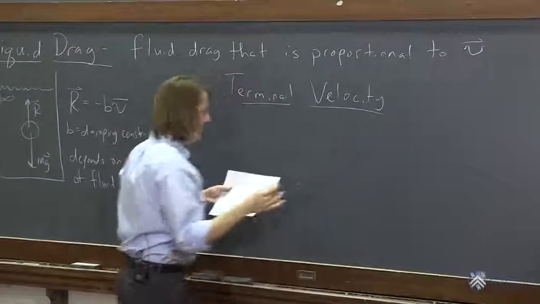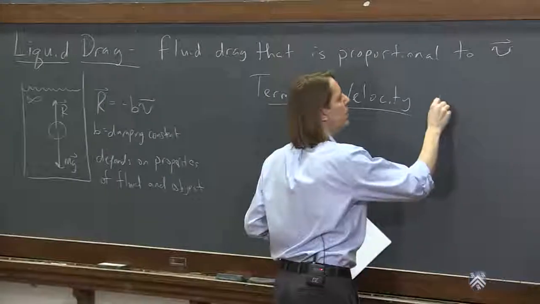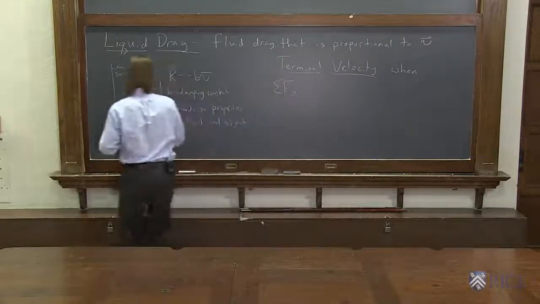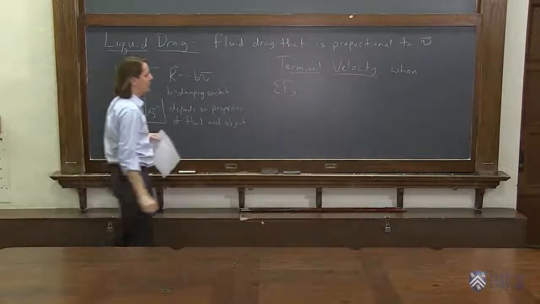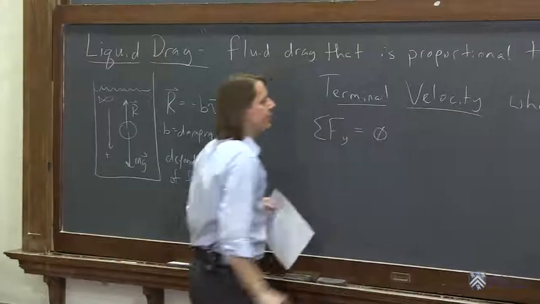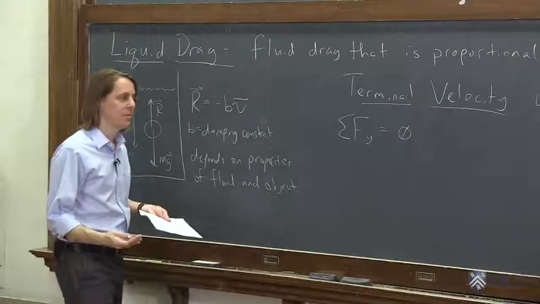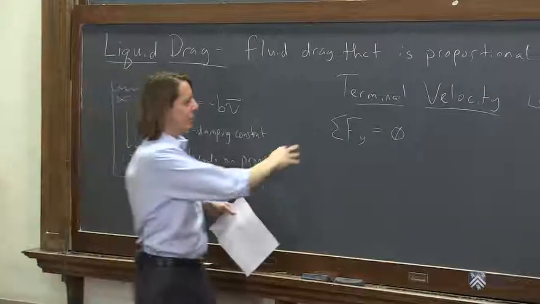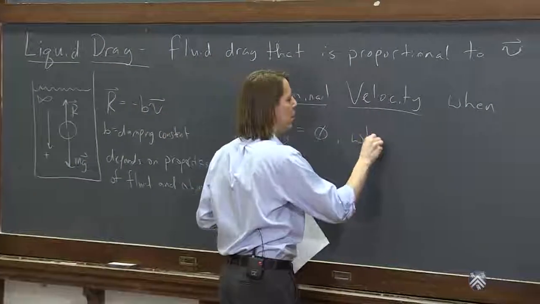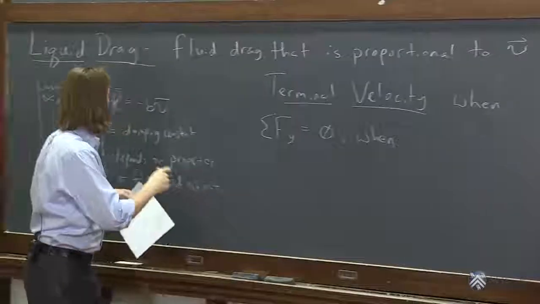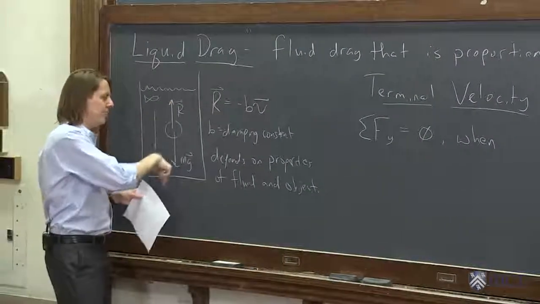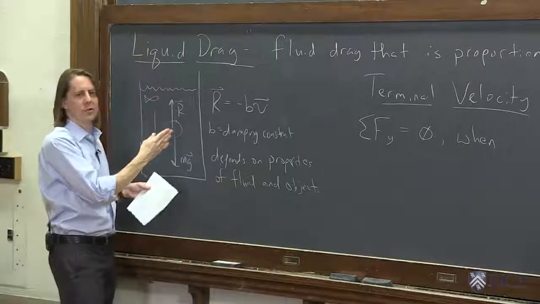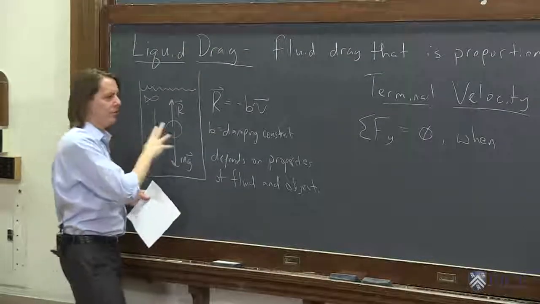So the terminal velocity happens when what? When the sum of the forces in the y direction, in this case, so we'll say down is the positive direction, equals zero. Terminal velocity means the velocity isn't changing, the acceleration is zero, so ma is zero. So this occurs when the sum of the forces is zero. Well, the drag always opposes what's making it move, so gravity's pulling it down, the drag is the other way. So really this just means that the magnitudes are equal. Since they're opposite direction, their sum is equal to zero.